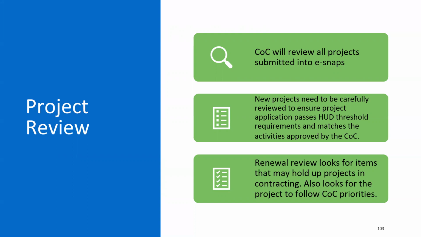So new projects have to be carefully reviewed because HUD has threshold requirements that are required in order for new projects to be funded. So when the CoC goes in and reviews these applications, we're really looking to make sure that it passes HUD thresholds and also that it matches the activities that the CoC approved. And then for renewal projects, we are specifically looking for anything that might hold up a project in contracting. So we're reviewing the application saying, is this going to pass muster with HUD? Is there anything in this application that maybe doesn't match up? And also we want to make sure the project continues to follow CoC priorities.